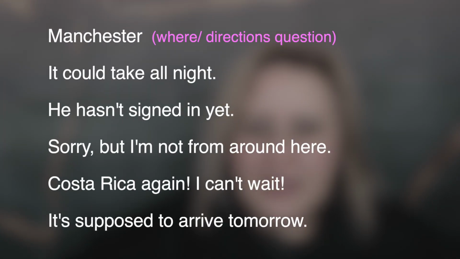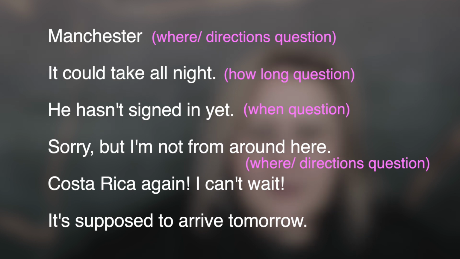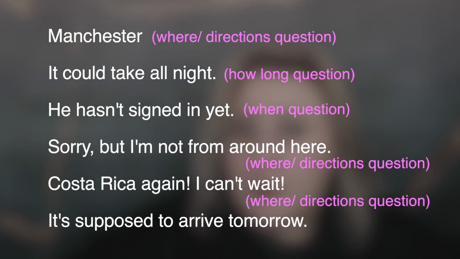Examples are: Manchester. It could take all night. He hasn't signed in yet. Sorry, but I'm not from around here. Costa Rica again! I can't wait! It's supposed to arrive tomorrow.